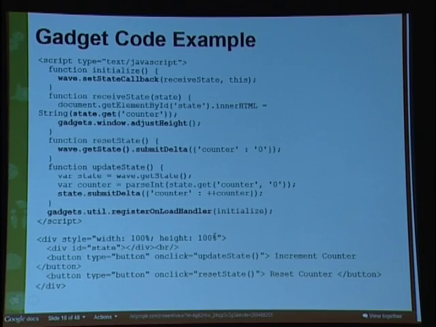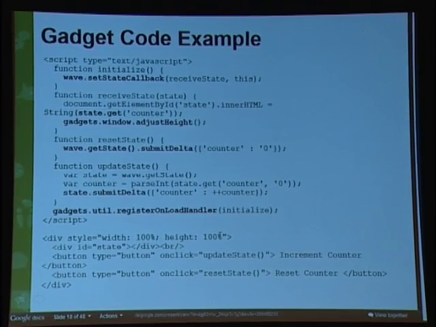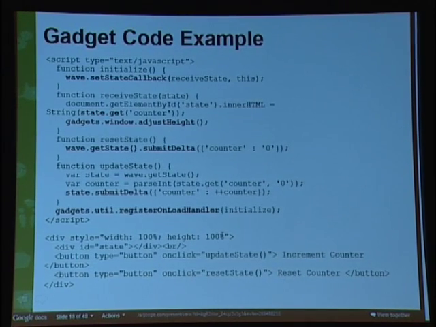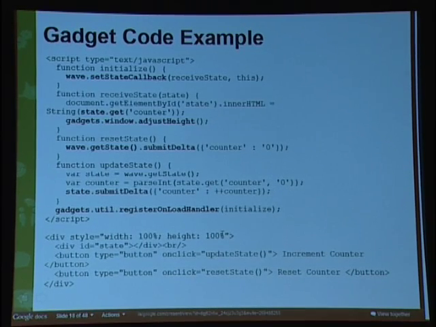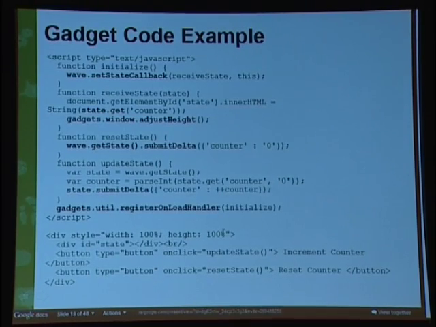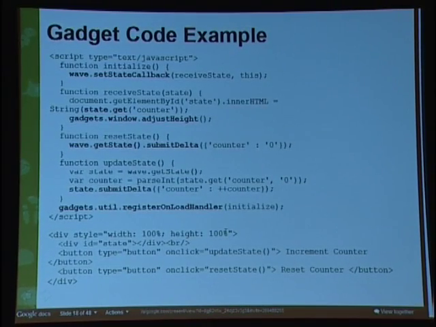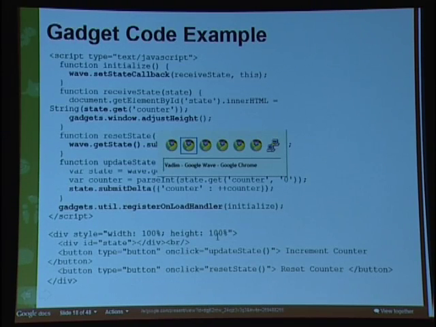This is the most basic gadget that registers for the state update, and it has a couple of buttons. One to update state, and update state just increments a counter and saves it in one of the state's key-value pairs. And reset state just sets the counter to 0. So I'll show you how this gadget works.